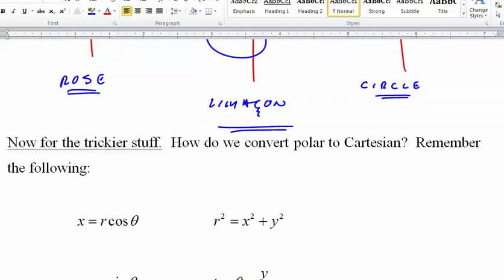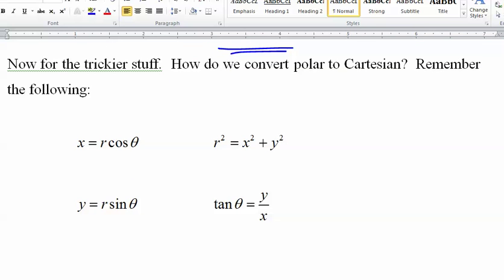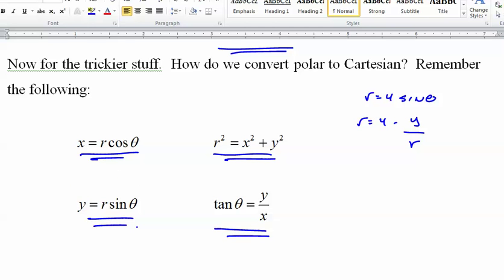So how do we convert it to Cartesian? This is what I was about to say. So let's just get an example of that last one we had. r equals 4 sine of theta. Well, we know sine of theta is y over r. So r equals 4 times y over r. And I'm using this one down here. You need to memorize these. This is pretty easy. These are really not that complex to me.